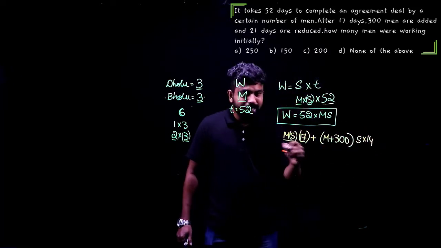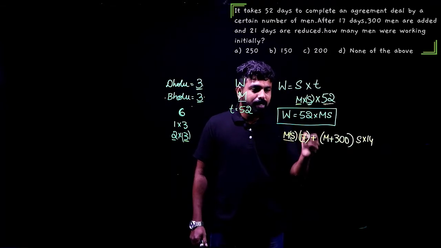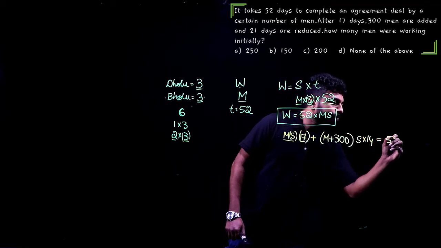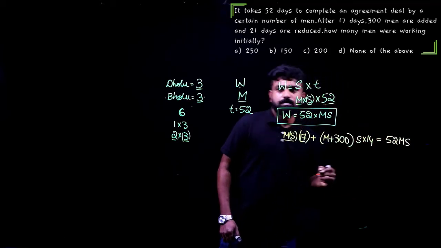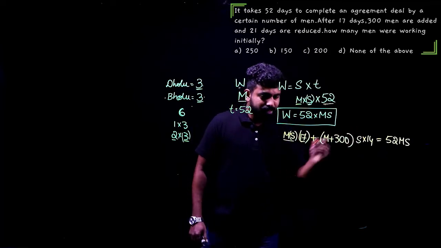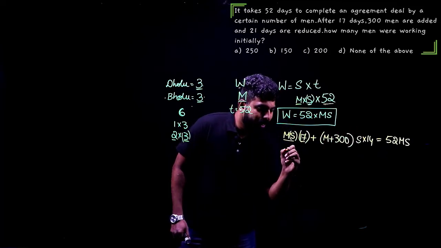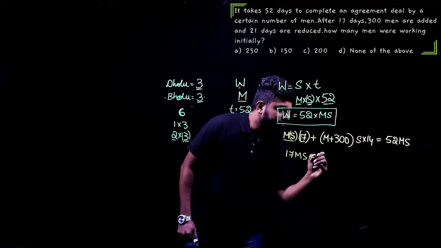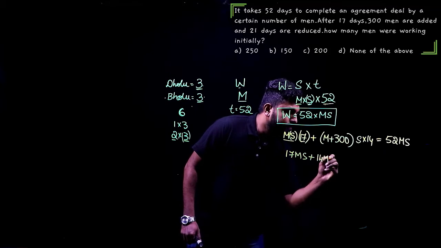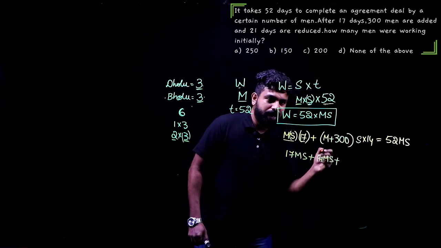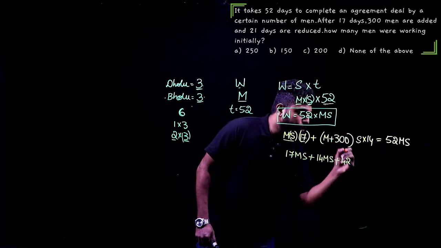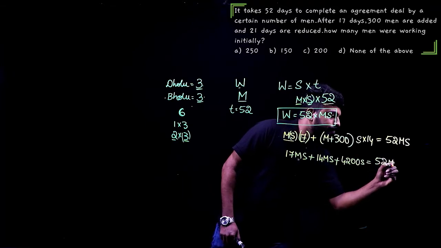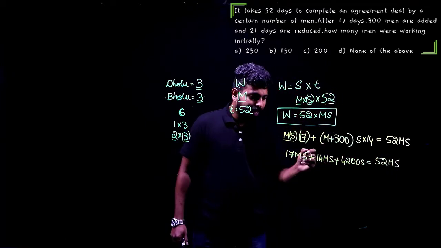By working for these many days, what was the work they completed? This was the total work they completed, which is equal to 52 m into s. Now let us solve this equation. We get 17 ms plus, taking this inside, 14 ms plus 3 into 14 gives me 42 plus 2 zeros. So 4200 s, which will be equal to 52 ms. There is s everywhere, so I can cancel out the s.